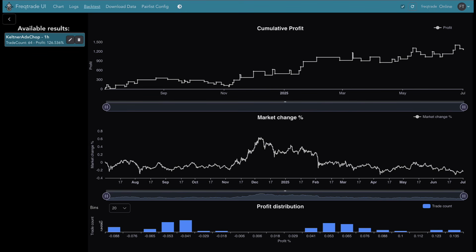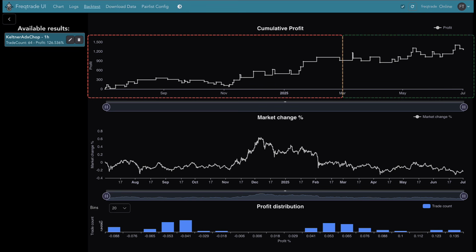The strategy was optimized with 8 months of in-sample data and then tested on 4 months of out-of-sample data, ensuring it performs reliably on unseen market conditions and isn't just curve-fitted to historical data.